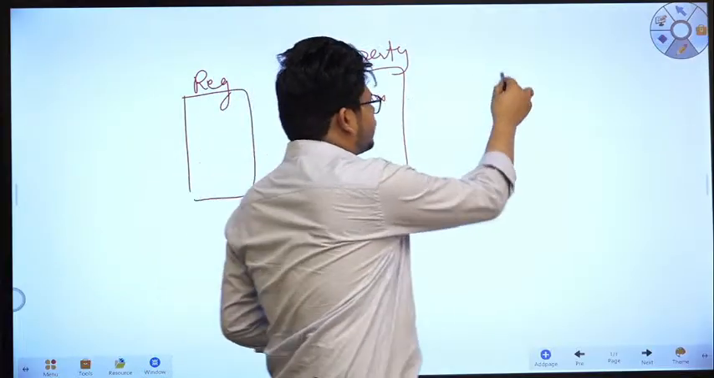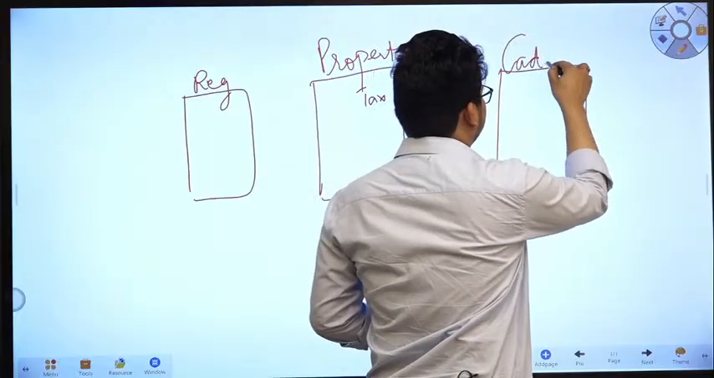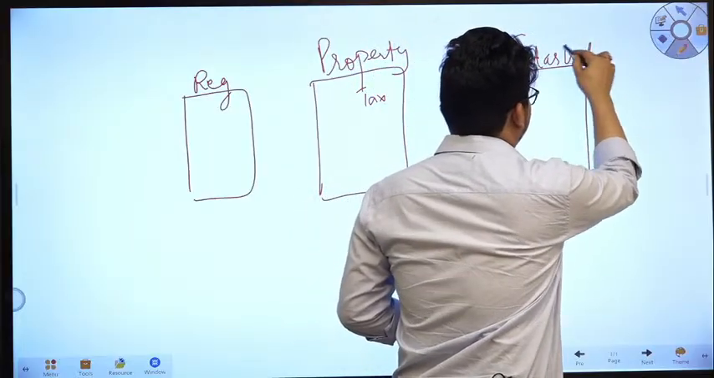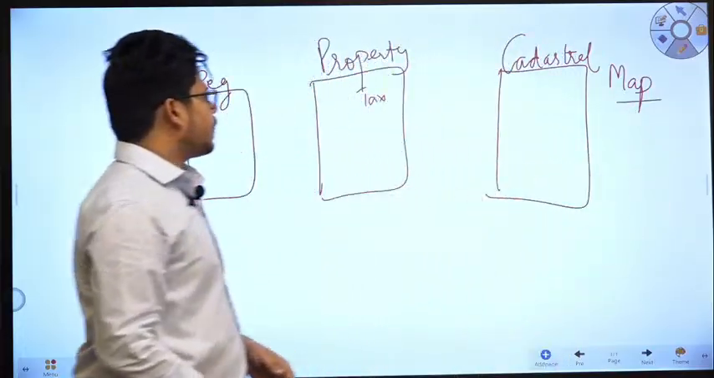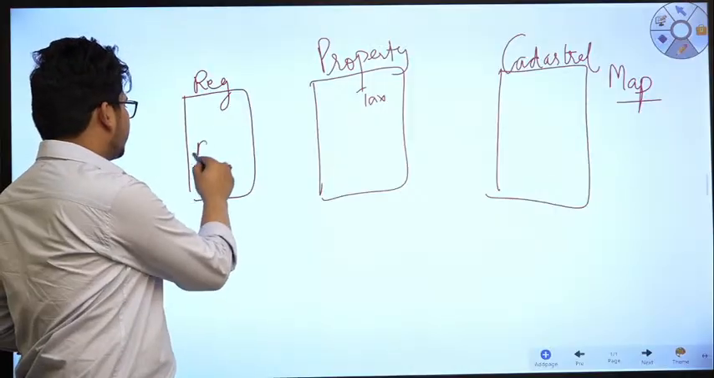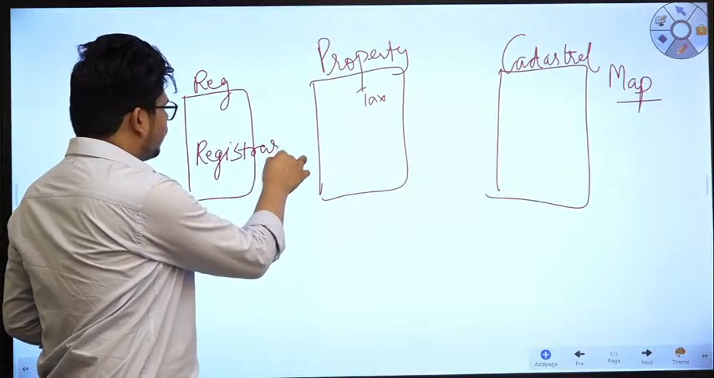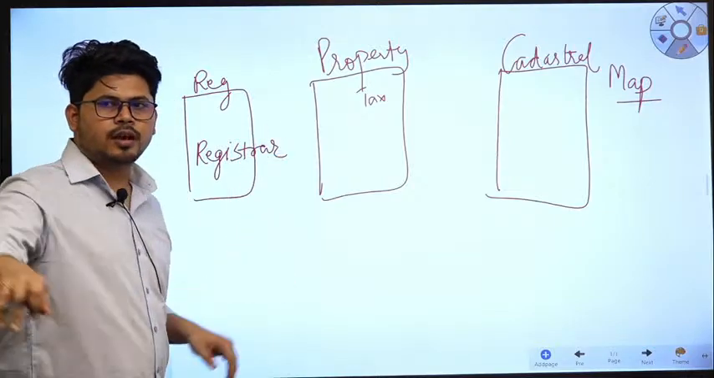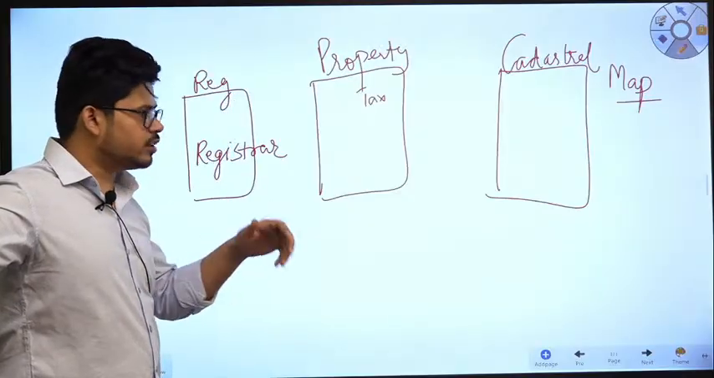And the third one is cadastral map, okay, cadastral map. Fine. So the registrar of the government, okay, a registrar or the department of registration will be holding the information regarding the registration of the land parcel.